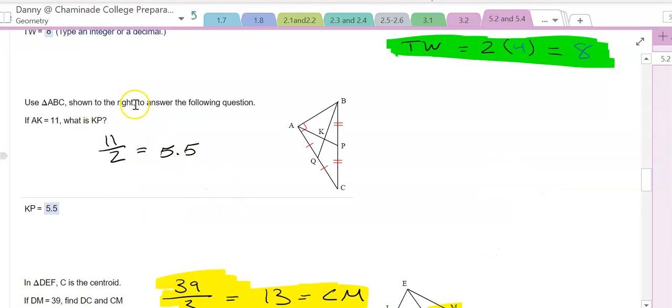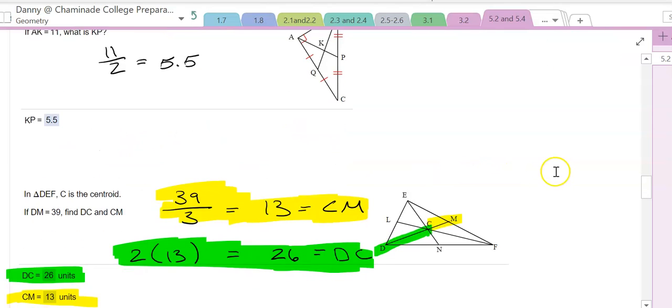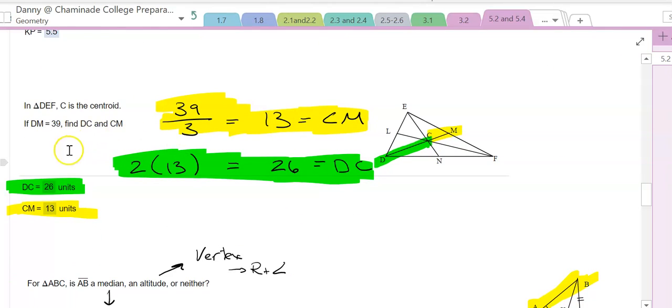Here we know that this is the centroid K. We're given A to K is 11, and it's asking us for K to P. We know that K to P is 1/3 of A to P, but that doesn't really come into play here. We just know that this part is half of A to K, so we simply have to divide by 2.